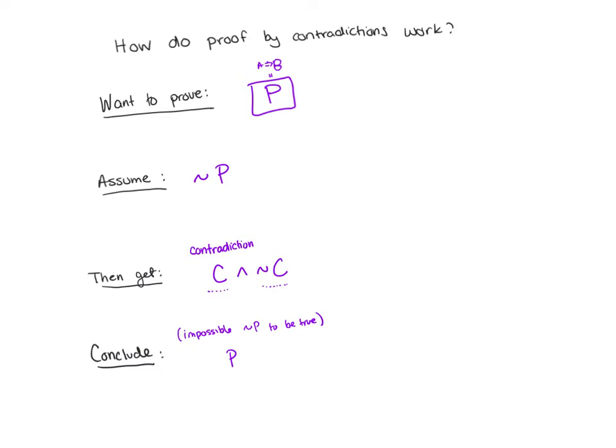So that's this flavor of a proof by contradiction. Assume the opposite, break math, get some sort of contradiction, conclude it can't be true, that P is false, therefore P must be true.